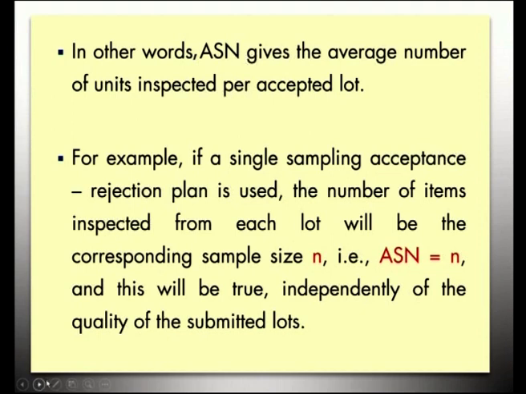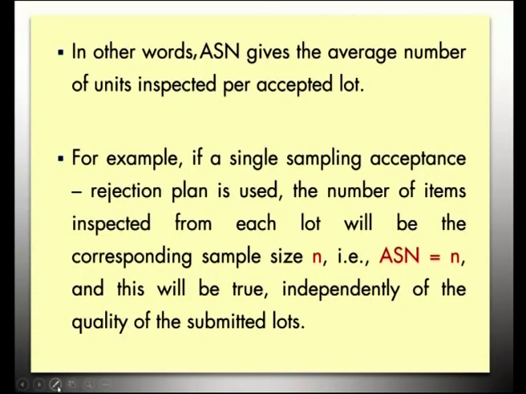Now, in other words, ASN gives the average number of units inspected per accepted lot. To be elaborate, for example, if a single sampling acceptance rejection plan is used, then the number of items inspected from each lot will be the corresponding sample size n, that is, ASN is equal to small n, and this will be true independently of the quality of the lots being submitted.